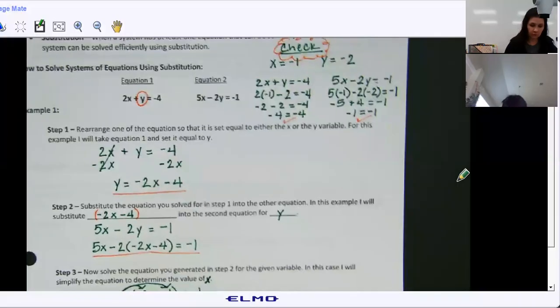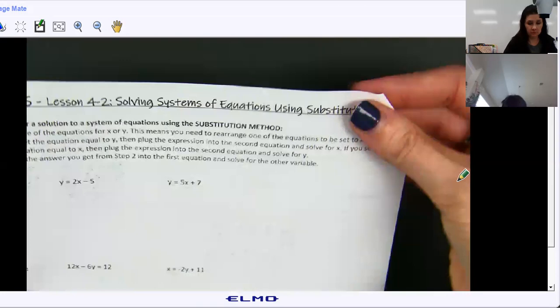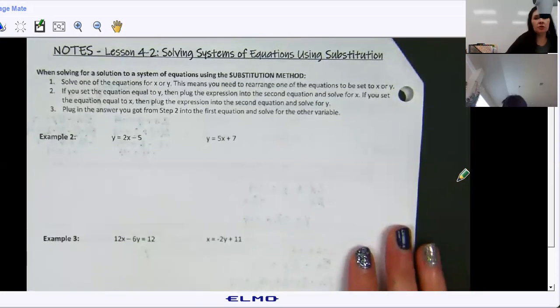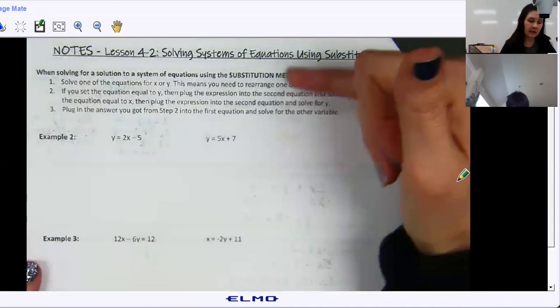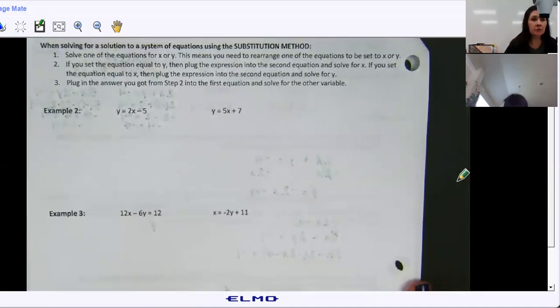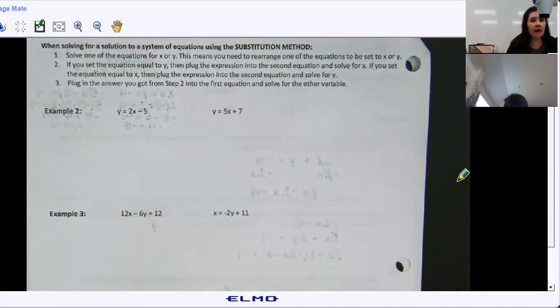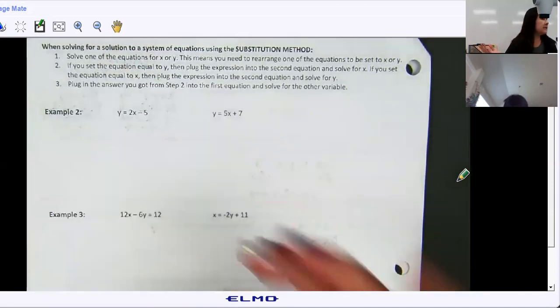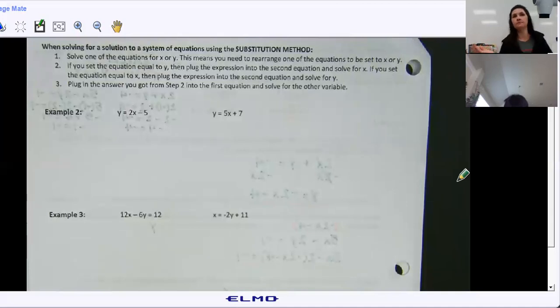So let's go to page 2. All right, on page 2, just so you don't have to go back and forth from the front to the back, I put the steps up here on how to solve these. So for example 2, it says solve one of the equations for x or y. This means you need to rearrange one of the equations to be set to x or y. You're going to notice that in both of these equations, they're both already set equal to y. So we can skip that step, okay? And for the next 3, they're already set equal to x or y. So we can eliminate that first step for those. But don't forget that that is step number 1.